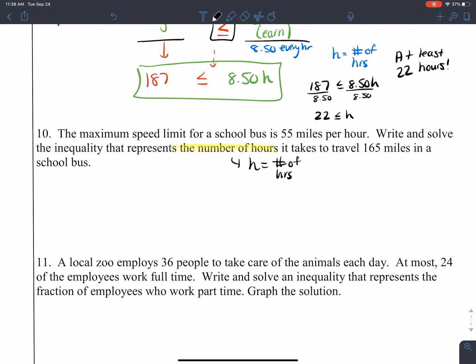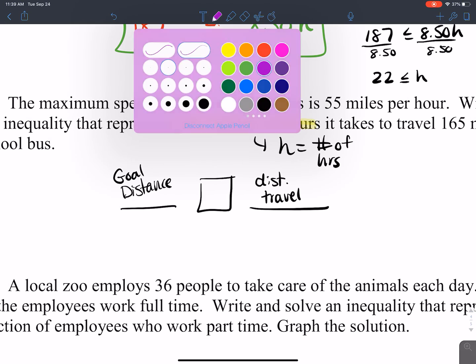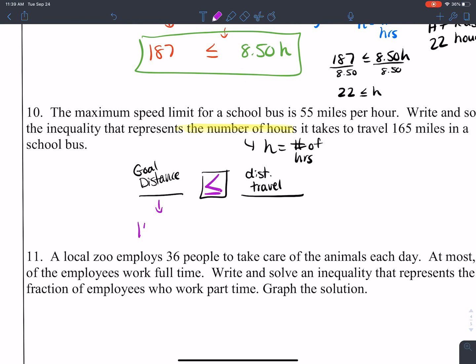So if we think about it, we're trying to write an inequality. So again, we're going to compare two things. So we have a goal distance versus our distance that we travel. So we can substitute some things here after we think about our inequality. If we want to reach our goal, the distance that we travel needs to be bigger. And it would be okay to get exactly our goal, so we'll include that equal to. Our goal distance is 165 miles. We'll just keep our inequality symbol.